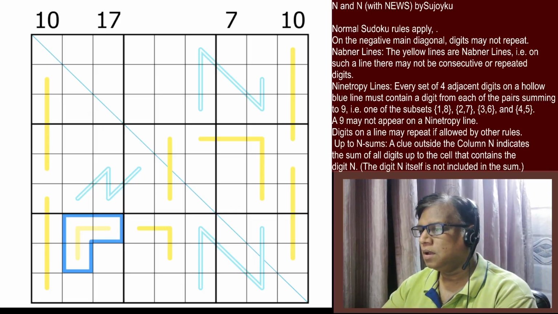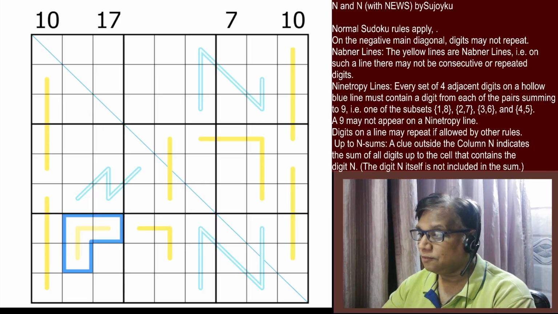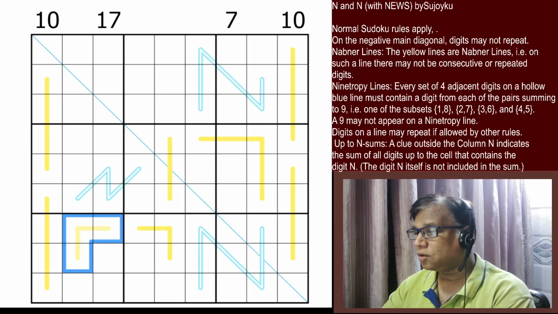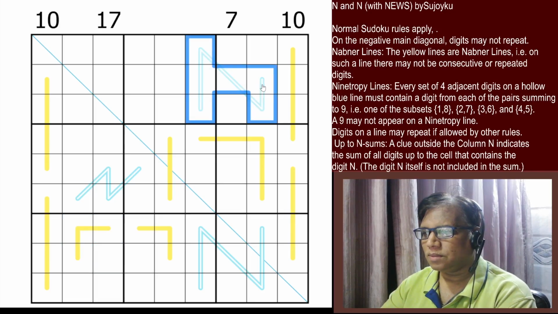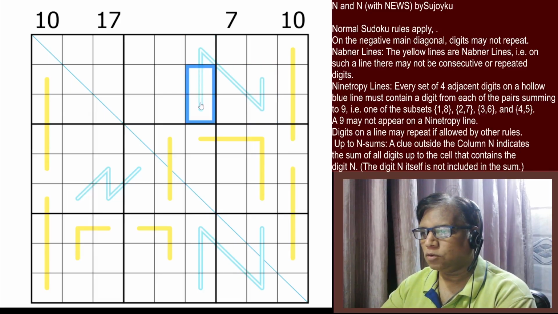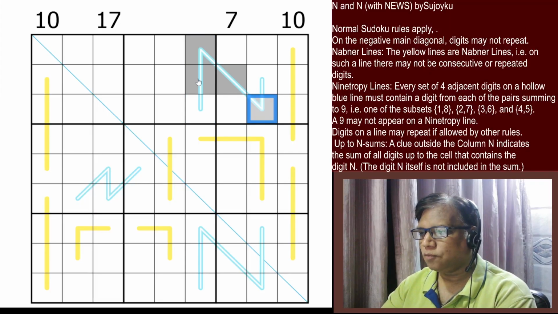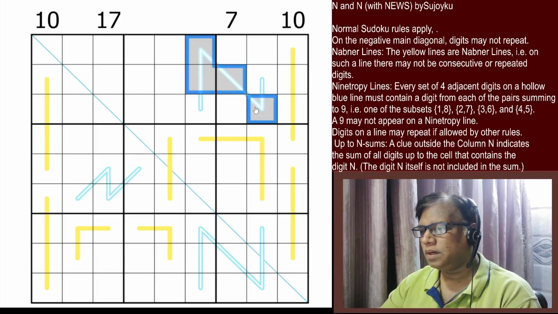Next, Ninetropy lines. Every set of 4 adjacent digits on a blue hollow line must contain a digit from each of the pairs summing to 9. That is, one of the subsets 1,8; 2,7; 3,6 and 4,5. A 9 may not appear on a Ninetropy line. Digits on the line may repeat if separated by other digits. I think the other day we did something similar with the Tentropy line, and this is the Ninetropy line. Basically, any continuous 4 digits, let's say these 4 digits, must be from different sets which sum to 9.